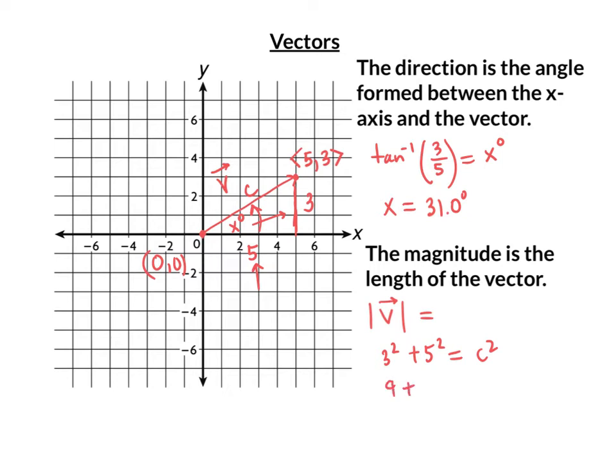That's 9 plus 25 equals c squared, which is 34. C squared equals 34, and then I can take the square root of both sides. If they ask for it exactly, you could say it's exactly root 34, because that can't be simplified. If they ask for it to the tenth, then you just punch that into the calculator, and you'd get about 5.8. So the length of the vector, the magnitude, is about 5.8, or root 34 exactly, and the direction is 31 degrees.